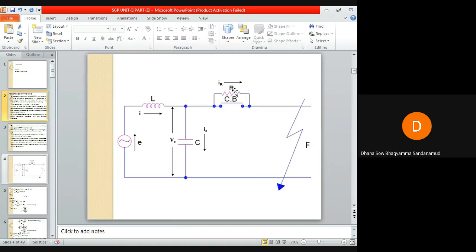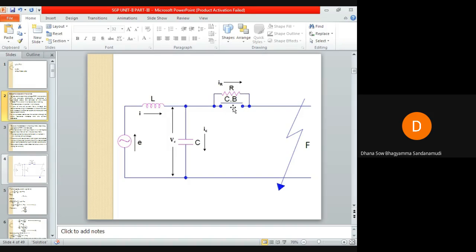This will cause an increase in the deionization of the arc path and an increase in the resistance of the arc. As this process continues, the current through this shunt resistor will increase and the arc current will decrease. The current through the resistor will increase and the current in the arc will decrease. So due to the decrease in the arc current, the restriking voltage and rate of rise of restriking voltage will be reduced.